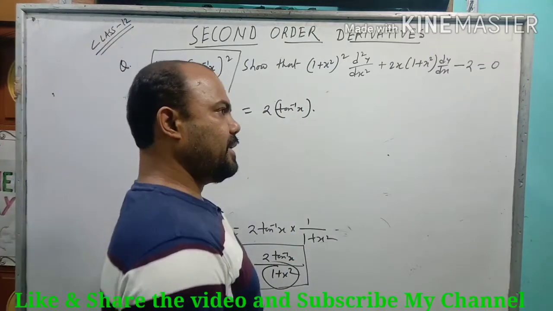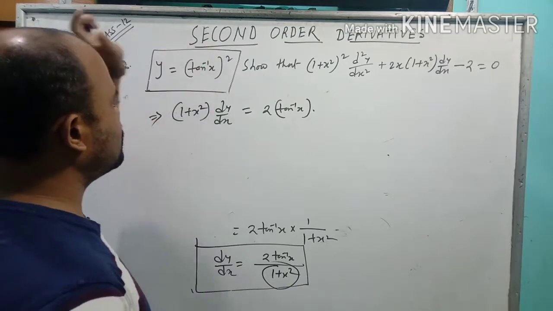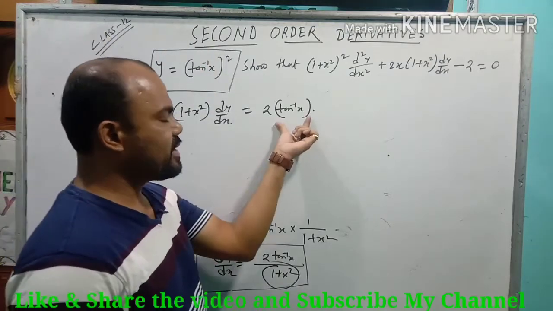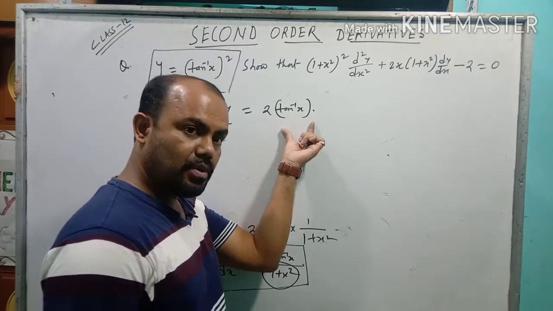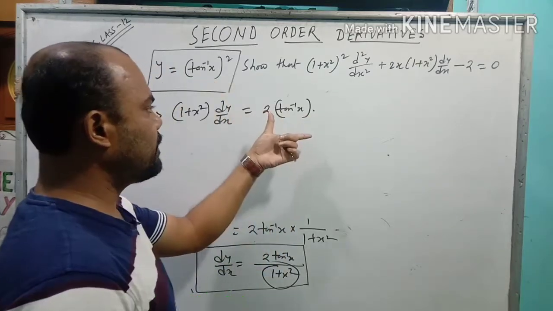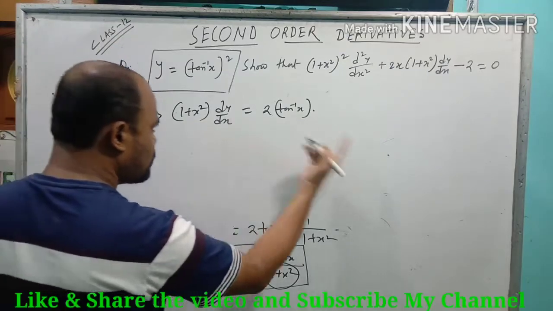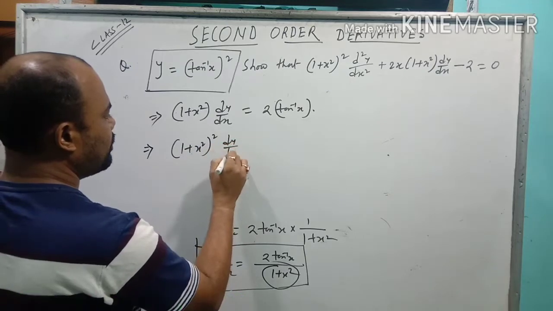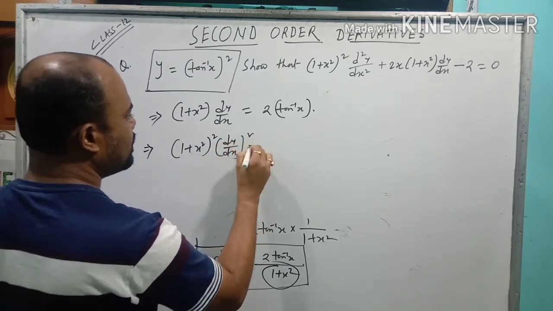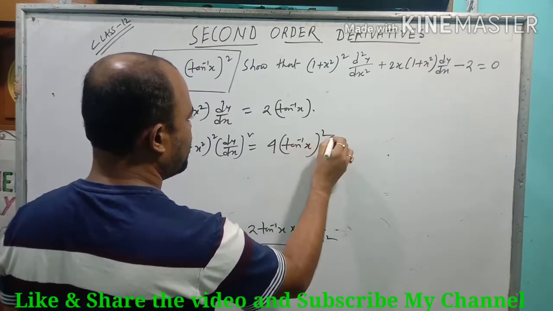After doing this, then you see what is y. Y is tan inverse x whole square. See, in the RHS part it is tan inverse x only. If it is tan inverse x whole square, then we can put y. So here the next technique is square both sides. (1 plus x square) whole square, we will be getting (dy by dx) whole square equal to 4 (tan inverse x) whole square.